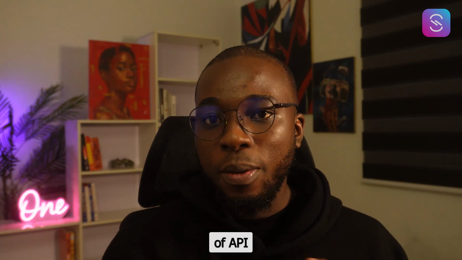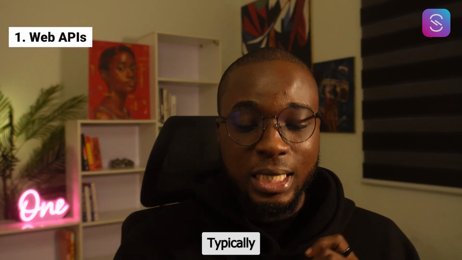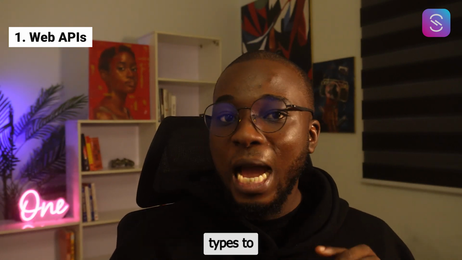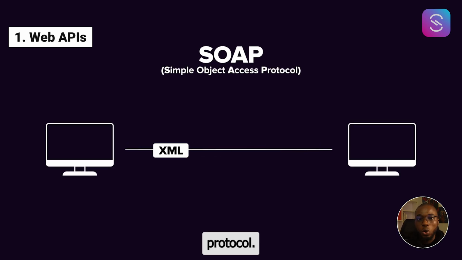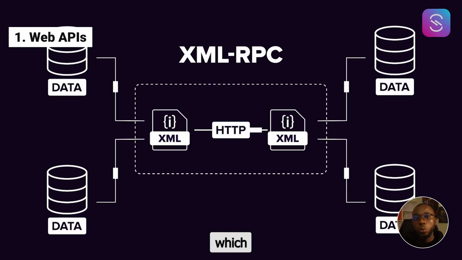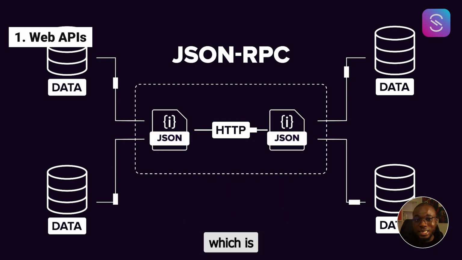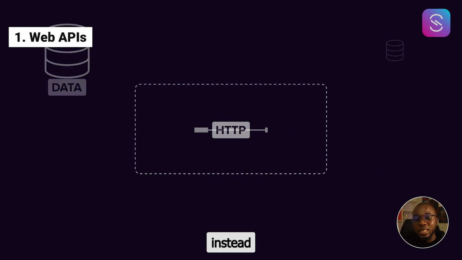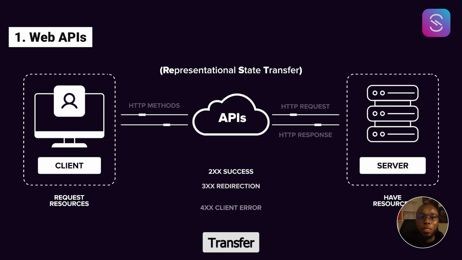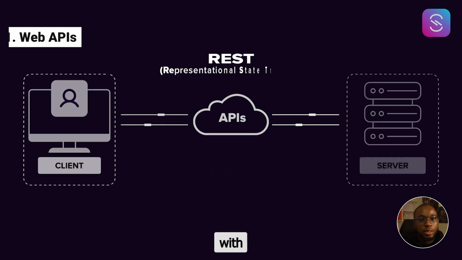Now that we've covered the origins of APIs, let's look at the different types. Number one, we have the web APIs. This kind of API allows applications to communicate over the internet, typically using HTTP. There are 4 main types of this API, and the first one is SOAP, which basically translates to Simple Object Access Protocol. This uses XML to structure data exchange. Next, we have XML-RPC, which is a lightweight protocol that uses XML and HTTP calls. Next, we have JSON-RPC, which is similar to XML-RPC, but uses JSON instead. And finally, we have representational state transfer, popularly known as REST, which is the most widely used architecture for APIs, mainly working with HTTP.